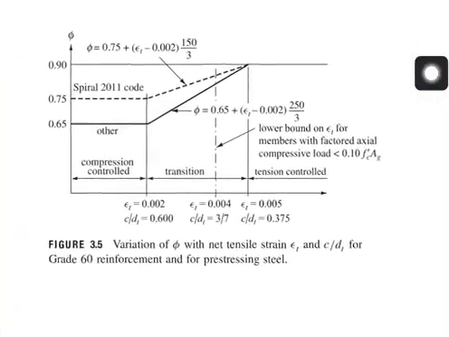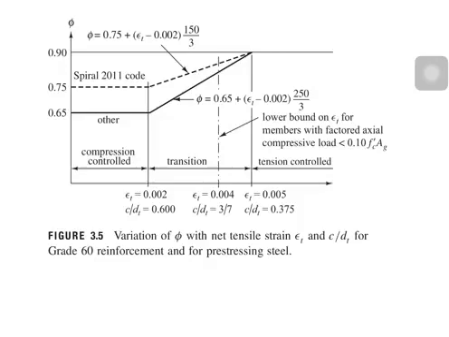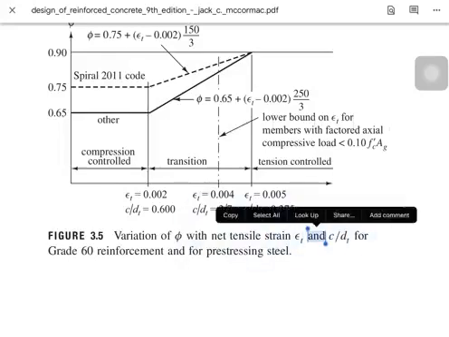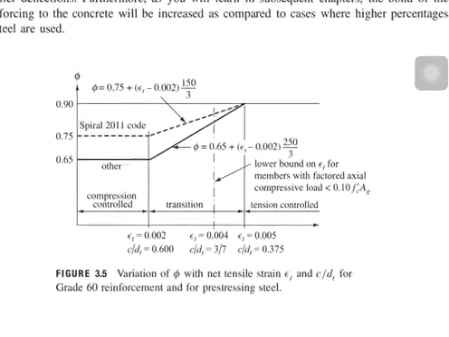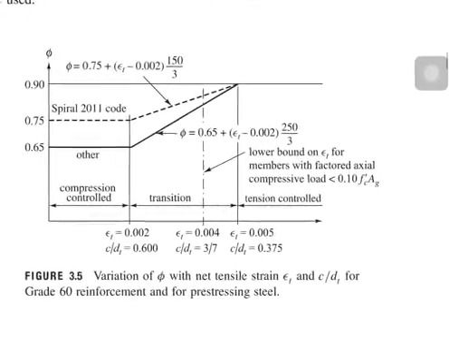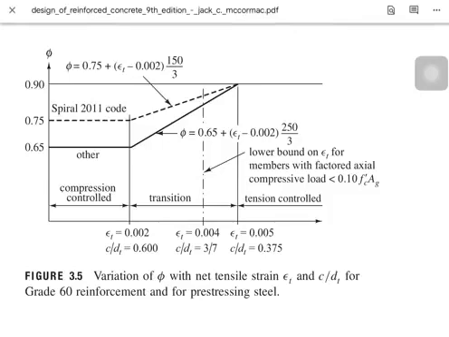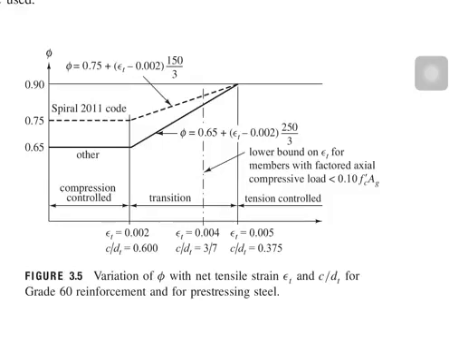Now let me discuss this figure 3.5 in the McCormac book. This is the variation of the reduction factor phi with the net tensile strain epsilon sub t and c over dt. Take note, guys, this is for grade 60 reinforcement and for prestressing steel. As you notice, for epsilon sub t up to 0.002, that is compression controlled.